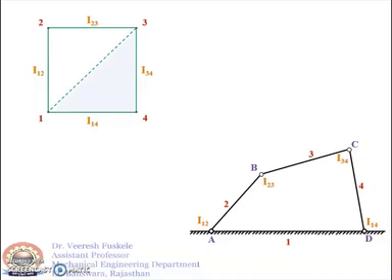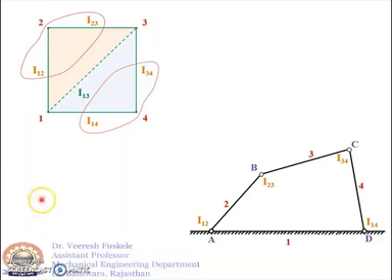Triangle 1-4-3 will have the sides I14 and I34 as instantaneous centers, and similarly triangle 1-2-3 will have the sides I12 and I23 as instantaneous centers. To obtain I13, we'll join the lines through I14 and I34 and through I12 and I23. So I14 and I34 will be extended and I12 and I23 will be extended like this. So we'll obtain the point I13 as the instantaneous center.